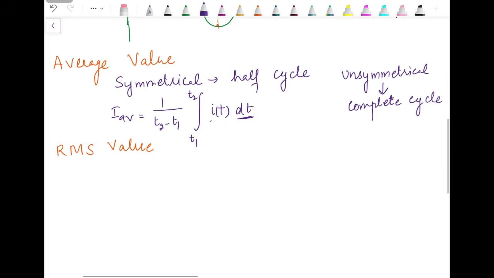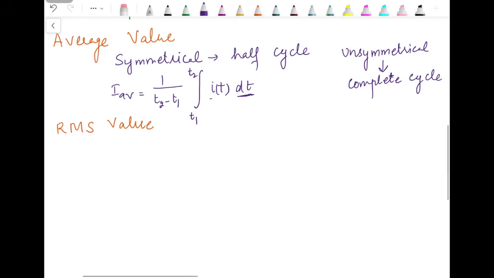The next value is the RMS value. The full form of RMS is root mean square value. Now this root mean square value means, how do we define it? It is actually the equivalent of DC which would produce the same amount of heat when flowing through the same resistance for the same time.